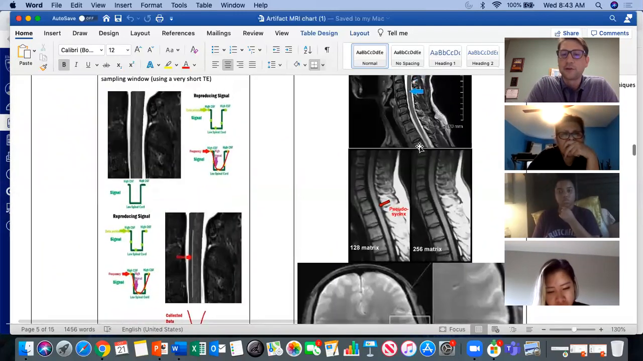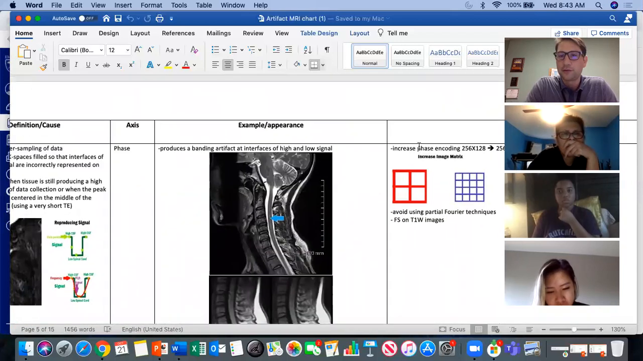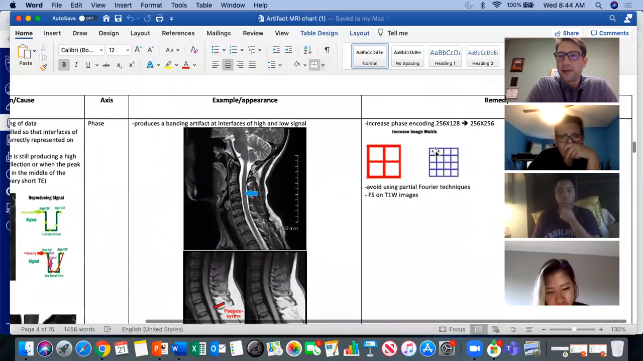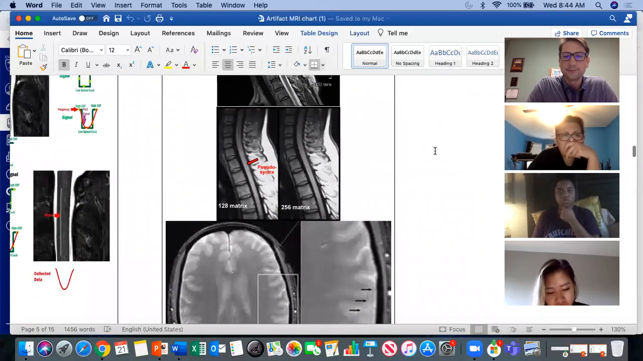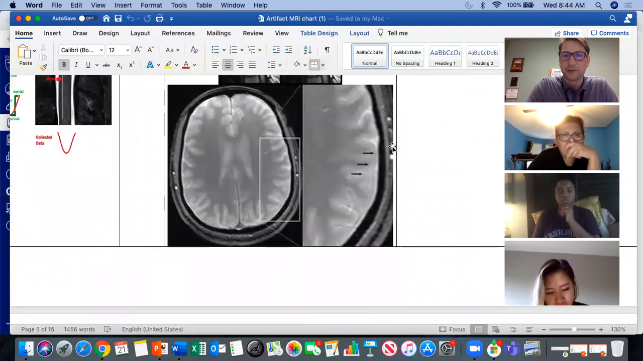So a remedy for this is just to increase our phase encoding matrix and oversample that area, because basically we've undersampled it and we didn't select a phase matrix that was large enough.